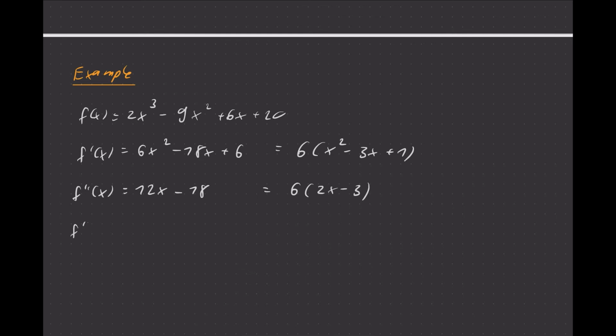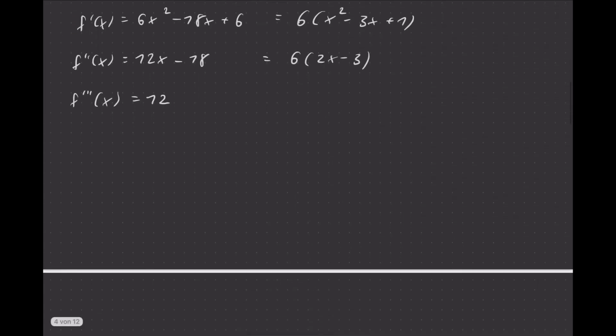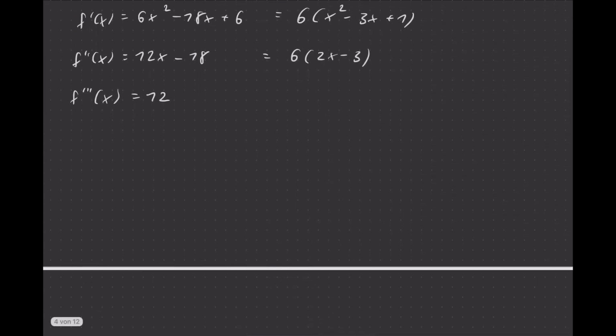And just for the sake of completeness, let's also compute f triple prime. That is simply 12. So f triple prime is sure to be non-zero, but hopefully f double prime already is, and then we can find out whether we have local extrema that are minima or maxima. As usual, we first have to go for the stationary points.